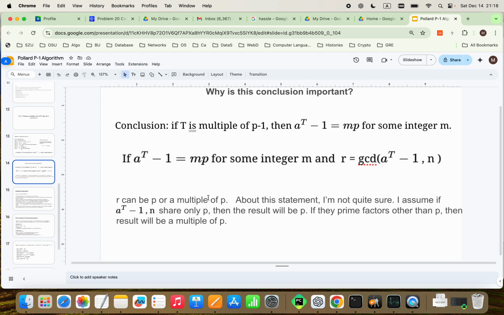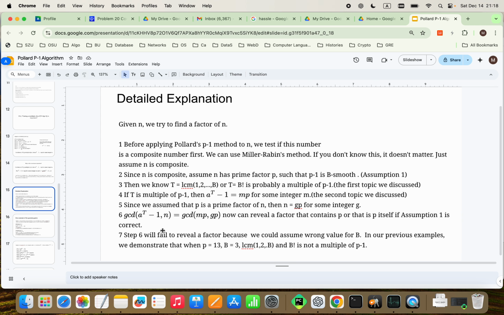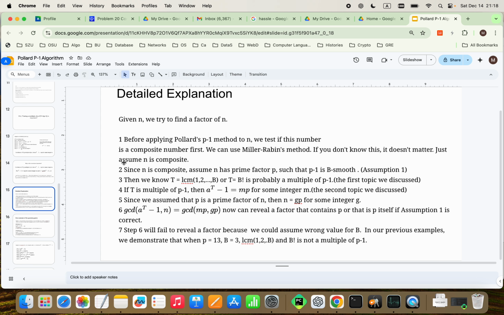I'm going to give you a detailed explanation. You can read it on your own if you want. So we are given n, and we are trying to find a factor of n. We ignore step 1. I think step 1 further confuses you. So we assume that n is a composite. We have tested that it's a composite.